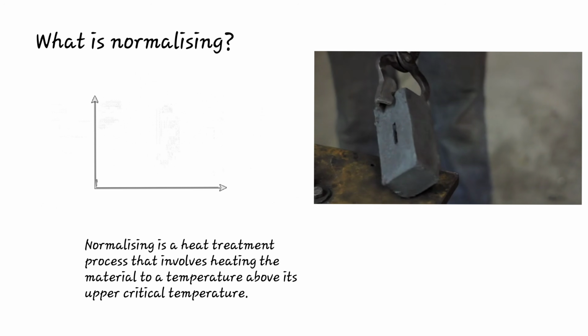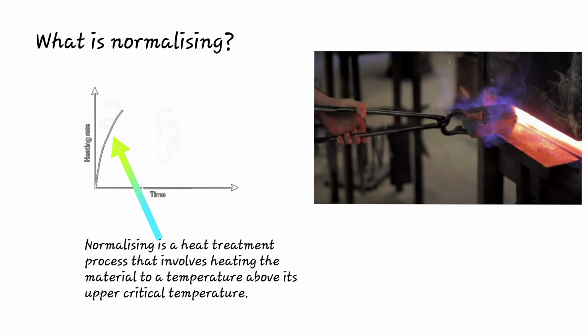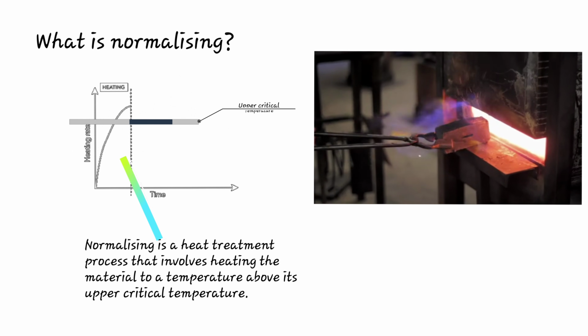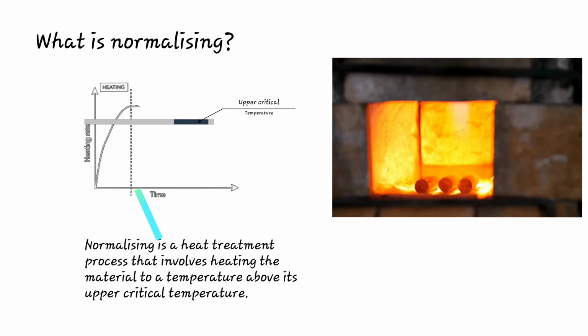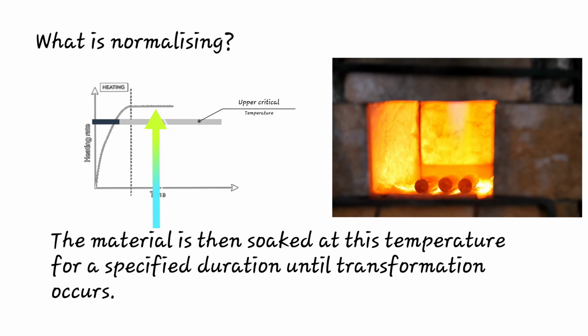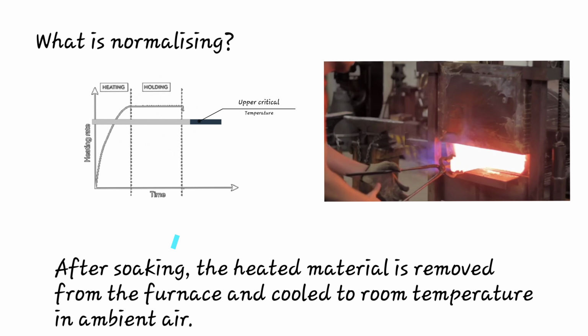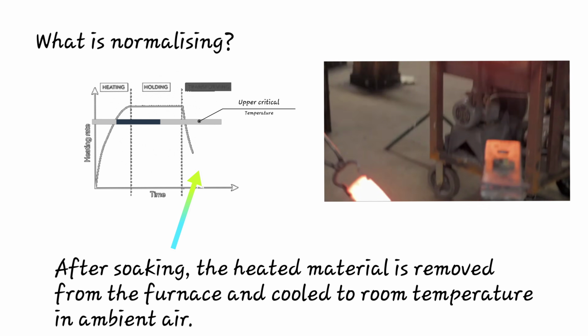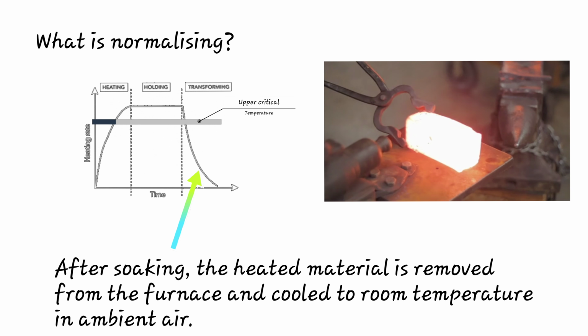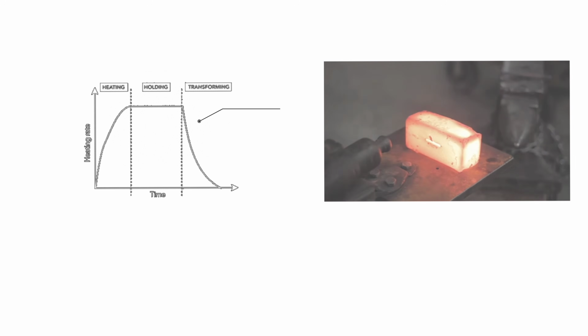What is normalizing? Normalizing is a heat treatment process that involves heating the material to a temperature above its upper critical temperature. The material is then soaked at this temperature for a specified duration until transformation occurs. After soaking, the heated material is removed from the furnace and cooled to room temperature in ambient air.